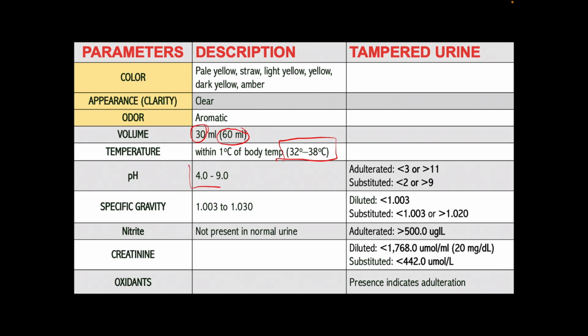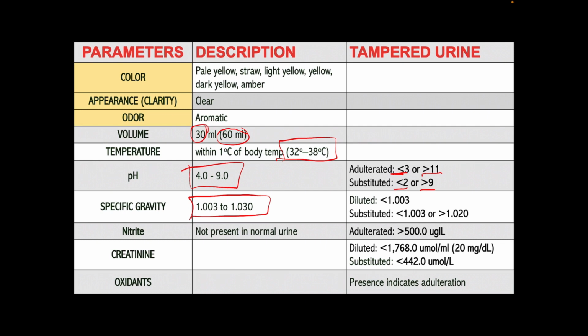For the pH, it's 4 to 9. Specific gravity, 1.003 to 1.030. For the nitrites, they are not present in the urine. And for the pH, you will know that the urine is adulterated if it is less than 3 or greater than 11. Substituted if less than 2 or greater than 9.